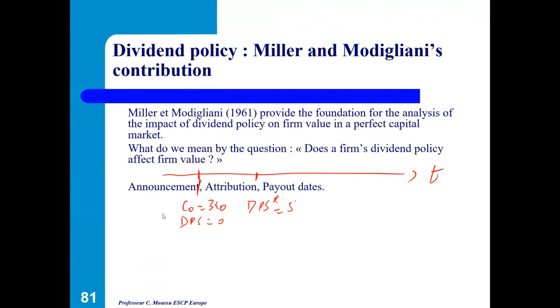you have a stock price of 350 and dividend per share is equal to 0. Sorry, we go again. Stock price 350, no dividend. And then here you announce. So this is the announcement date. And then there is the moment that you will attribute the dividend.